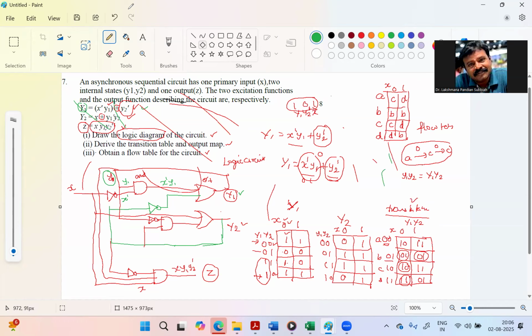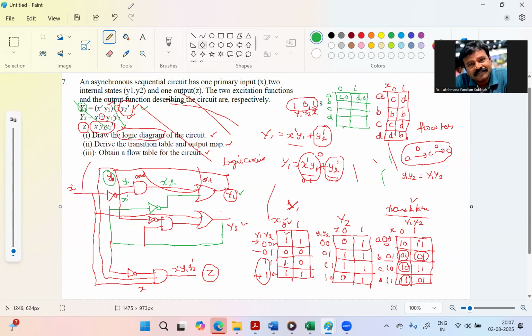So A, B, C, D, right? So this is X is 0 and X is 1. Here you are now writing that one as a flow table with output, right? So our transition table with that output, right? So here we are having now C comma 0 and D comma 0, like here, right? Or otherwise you write it here itself.